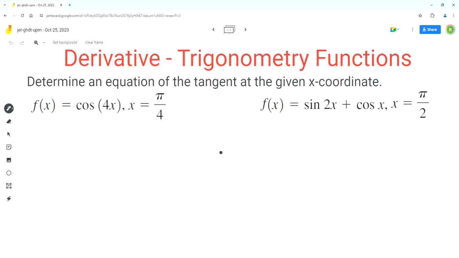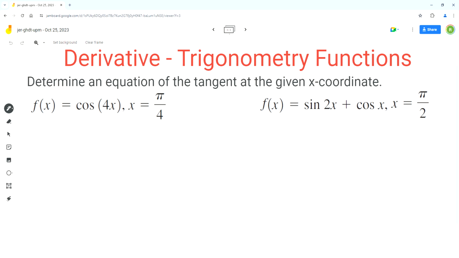So in this video, we'll determine the equation of the tangent to these trigonometry functions at the given x coordinates. So let's start with the first function. f of x equals cosine of 4x at x equals pi over 4. So we have to find the equation of the tangent.